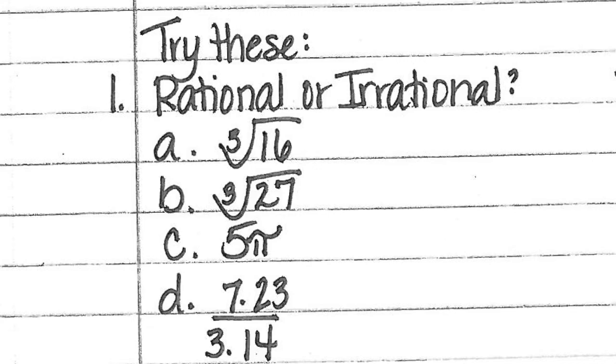All right. Well, I know that the cube root of 16 is an irrational number. Hopefully you have this one memorized. The cube root of 27 is 3, so that's a rational number. I told you that anything with pi is going to be irrational. And what about this weird number, 7.23 over 3.14? That is a rational number.